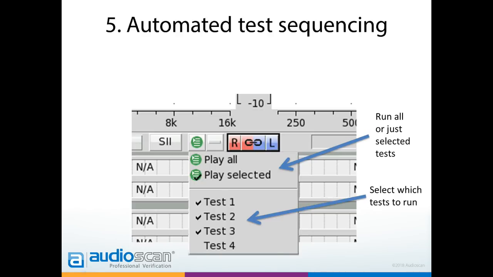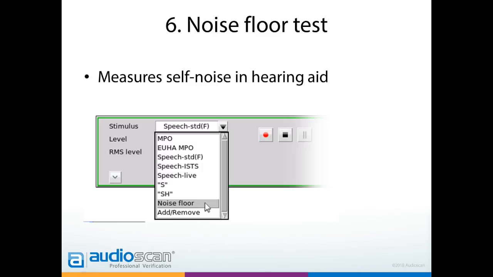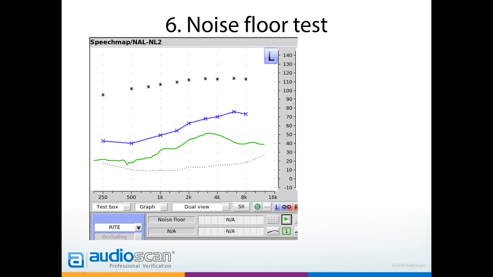Also new on the VerifitLINK 2 is an instrument noise floor test. This is selected from the stimulus drop-down selector in SpeechMap. A curve is measured with no input to the instrument, which shows the noise pattern of the hearing instrument itself. This test is specifically designed to exclude impulse and environmental noises.